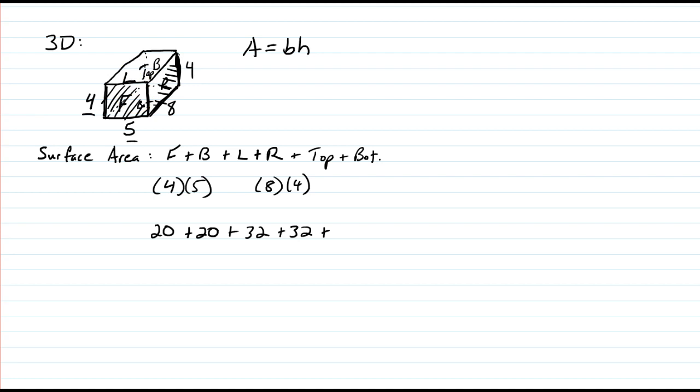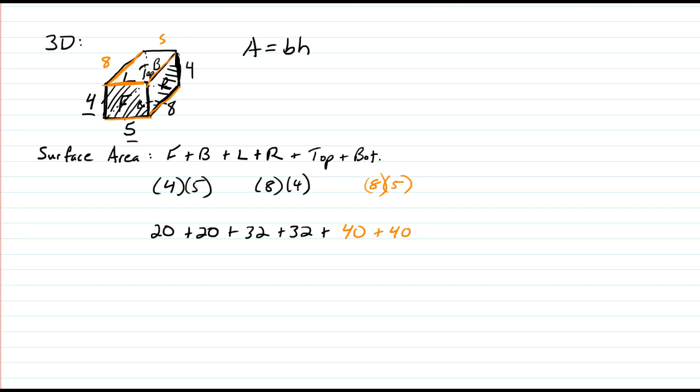Now we're going to take care of the top. So here, we need to know what this measurement is. So this is the same as this, which is the same as this. So if this is 8, that means this is 8. And we need to know what this is. So this is going to be the same measurement as this. So if this is 5, that means this is 5. And so now it's just going to be 8 times 5. And 8 times 5 is 40. So the top is 40, which means the bottom is also 40.